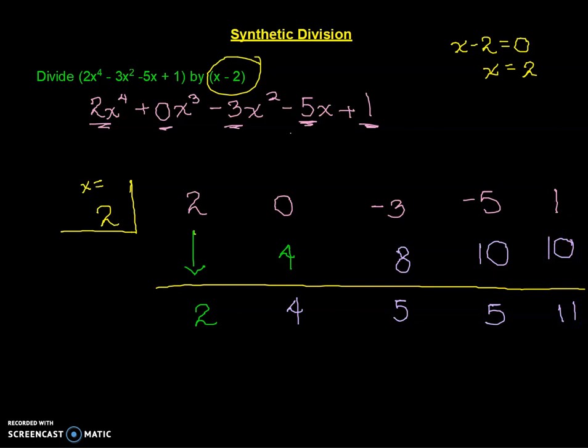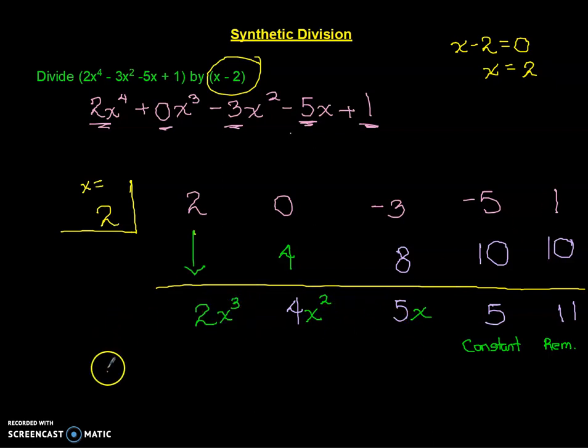The last number is always the remainder. And then from there, you have your constant, which is the number that's by itself. And then each time you move to the left after that, you add an x. So meaning this one would be x, this one would be x squared, and this one would be x to the third. So how would I write this out?